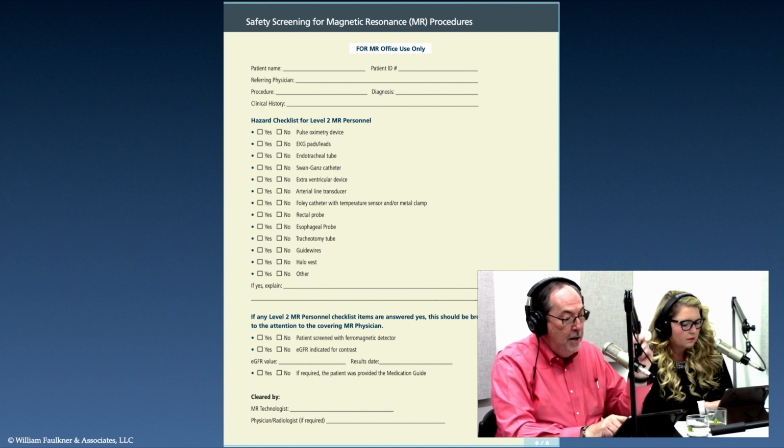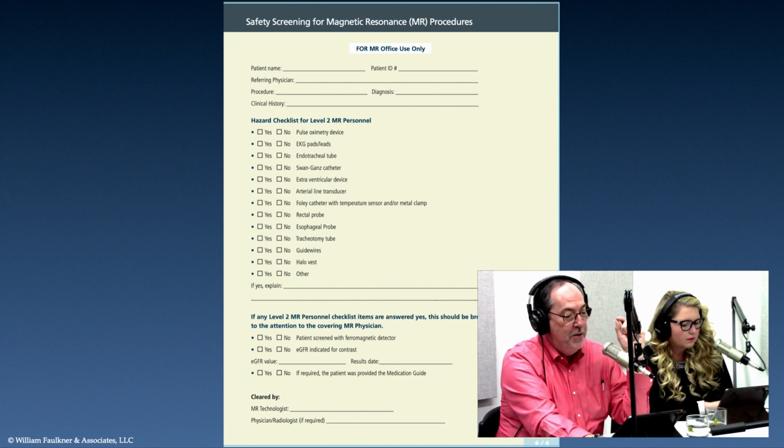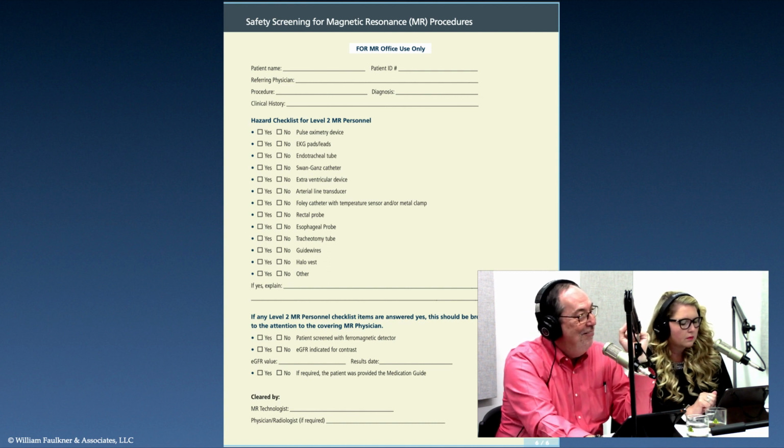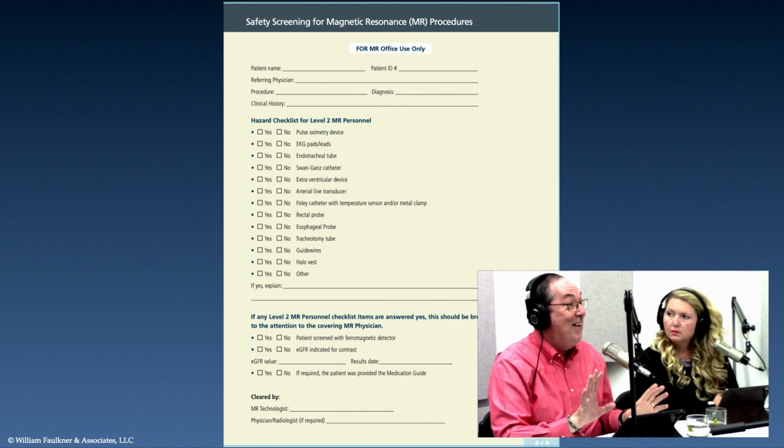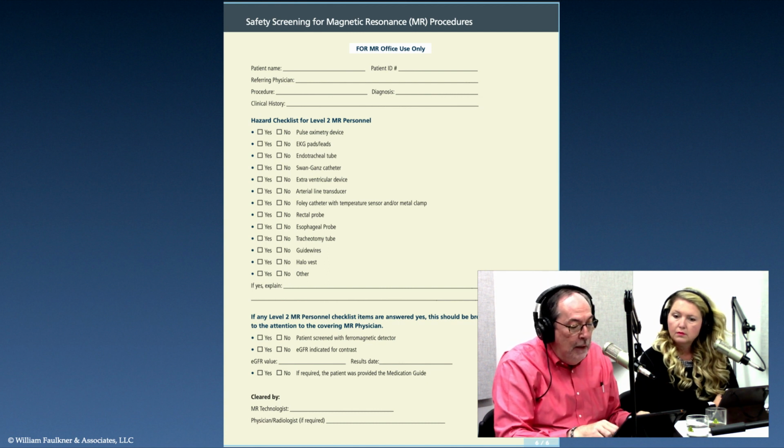And then there is a checkbox for yes or no for a patient screened with a ferromagnetic detector. Aha. Okay. I like that. So let's say we don't have it, so these are all checked no, and then something happens. I think if a site didn't feel it necessary to use ferromagnetic detection, then I'm going to guess that their screening is a little light as well. Right. Likely. For sure.